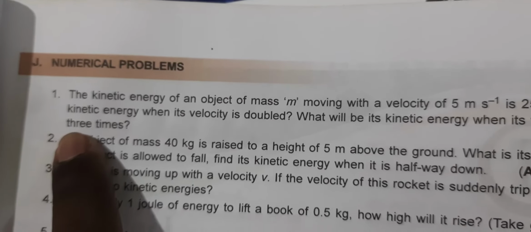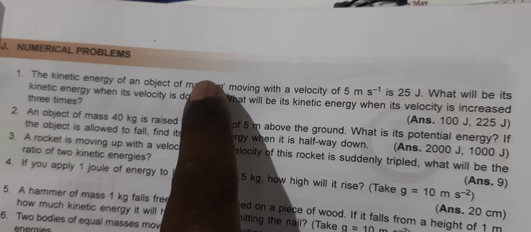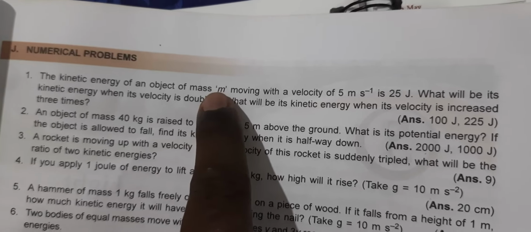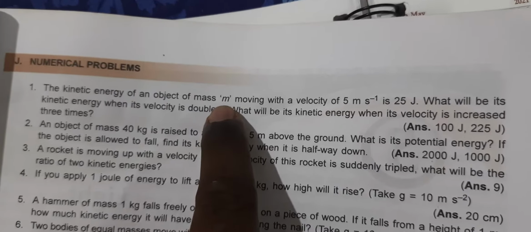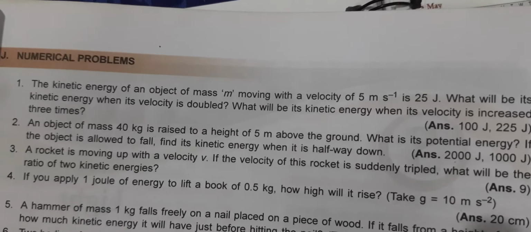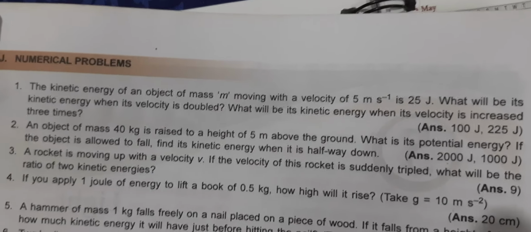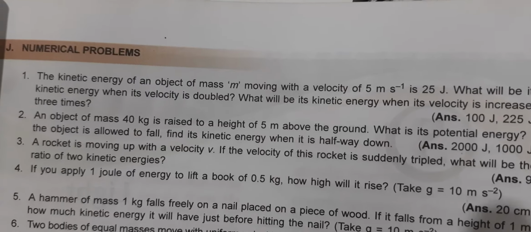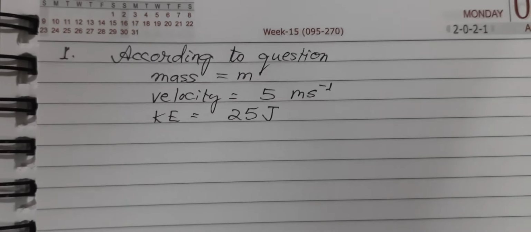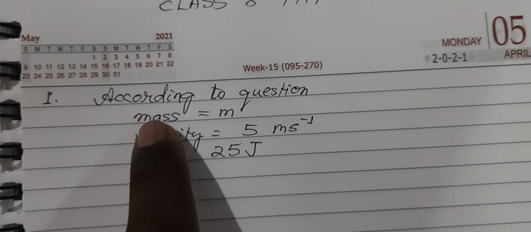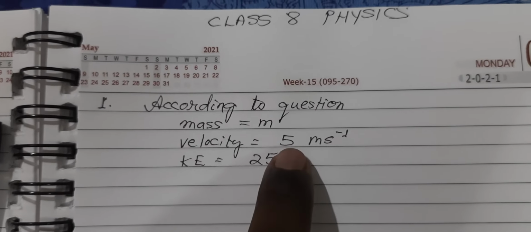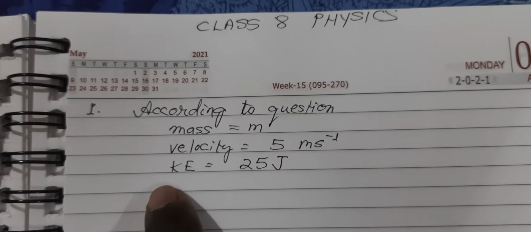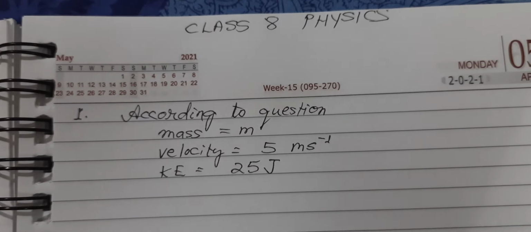But in order to find the kinetic energy, we have to find the mass of the body. Okay, first we will go forward to find the mass of the body. So according to the question, let us write down the data given to us. Mass, we have to assume m. Velocity is given a value 5 meters per second and kinetic energy is 25 joules.